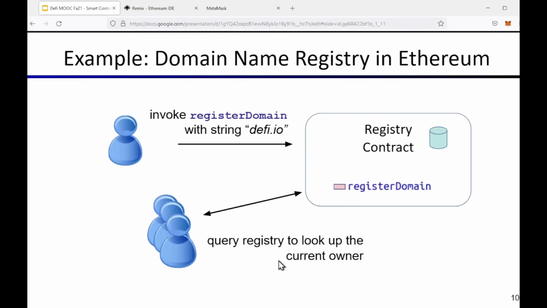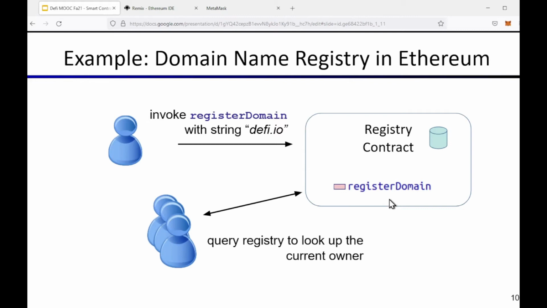Now, just to give a depiction of what this looks like graphically, the contract object lives on the blockchain. It has registry as its storage, and it has the register domain method. Someone who wants to register a domain, say defi.io, will invoke the register domain method of that smart contract, passing that string in as a parameter. And once this register domain function has been invoked, anyone in the network, either looking at a block explorer or running their own full node, can query the registry to look up who is the current owner of a given domain name they're interested in.